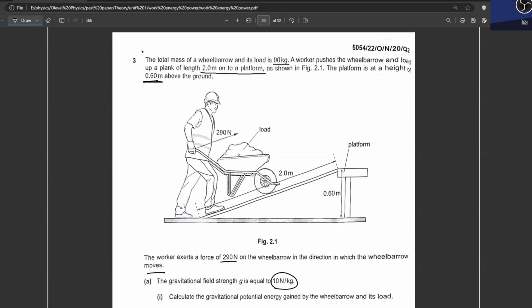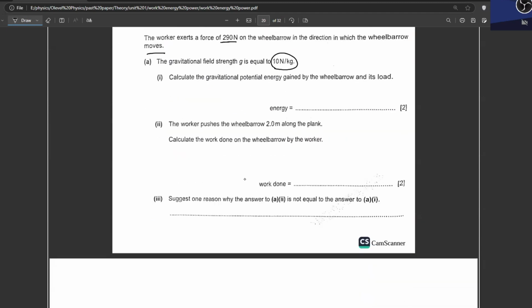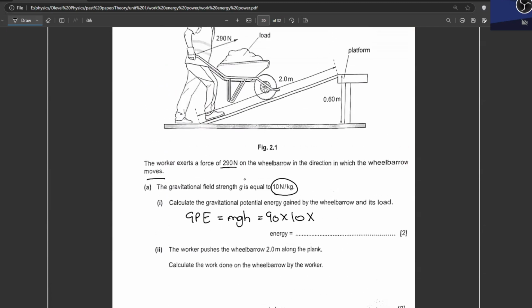What is the mass of the wheelbarrow and its load? 90 kg. So the gravitational potential energy gain will be equal to what? mgh. Your mass is 90, g is 10. What is your height gain? 0.6. What does your gravitational potential energy come out to be? 90 into 10 into 0.6. This comes out to be 540 joules.